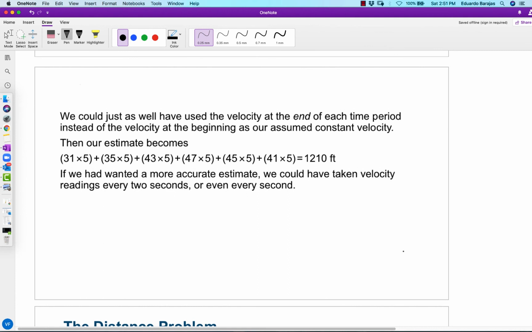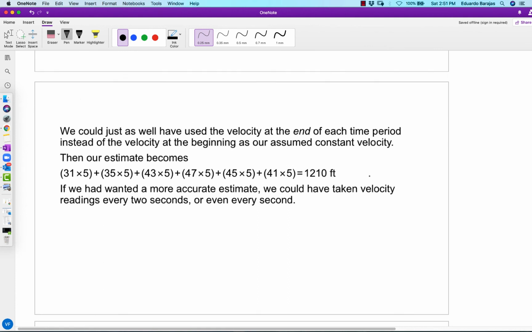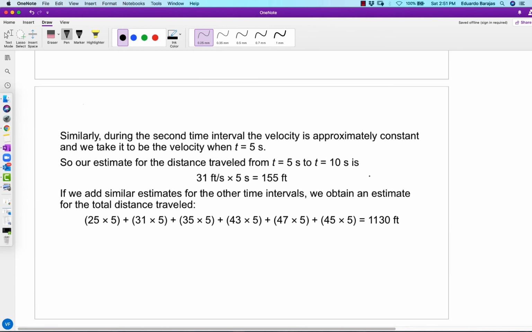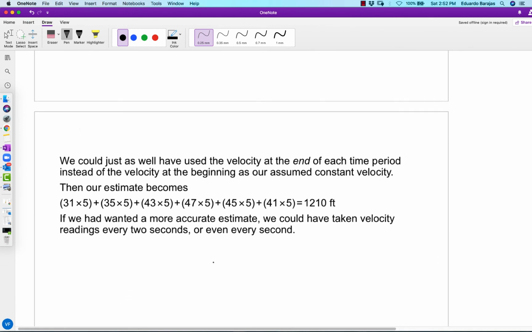We could just as well have used the velocity at the end of each time interval, right? So matching it to what we were doing before, these all represent left-hand approximation points. But we could have used right-hand ones. So for our first timestamp, we could have used 31 times 5, then 35 times 5, and so on and so forth to reach an estimate of 1,210 feet.